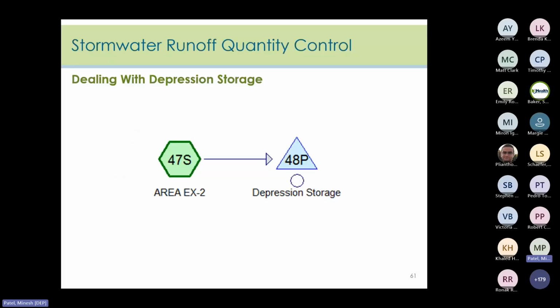Taking a closer look at what this would look like in HydroCAD, you have your contributory drainage area, which is the green hexagon, aka subcatchment, and your depression, which is the blue triangle, aka a pond. The subcatchment will have the drainage area, curve number, and time of concentration going to the pond, and the pond will have the depression characteristics to include the volume and any outlets.